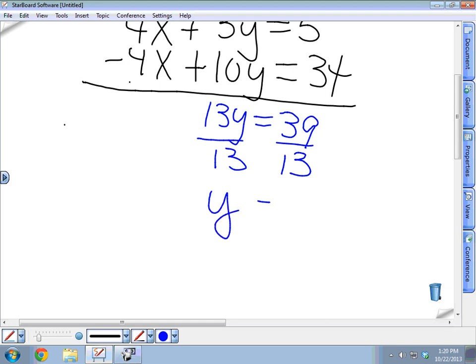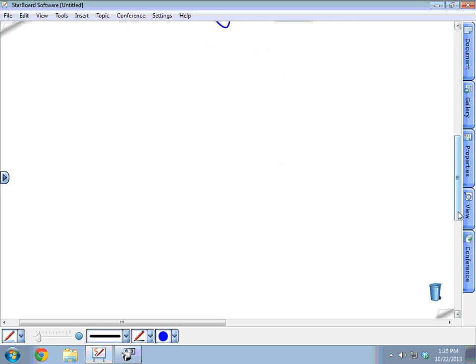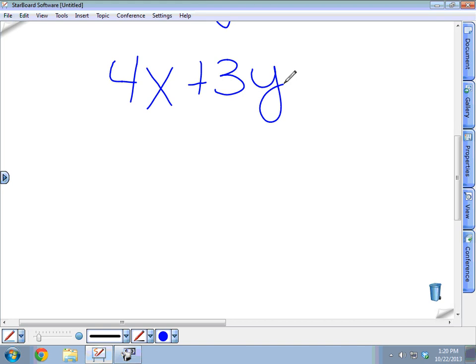And y will equal 3. So I know y equals 3. I still need to know what x equals. So I'm going to take my equation up there, 4x plus 3y, 4x plus 3y. And what did I say it equals? 5.